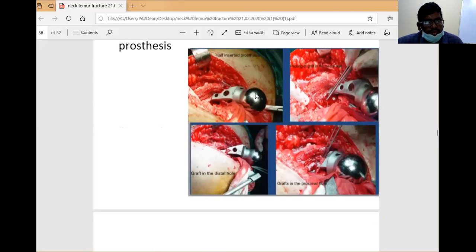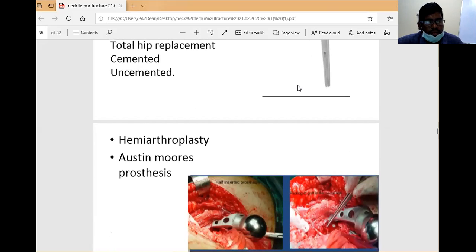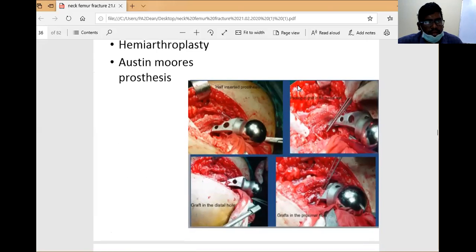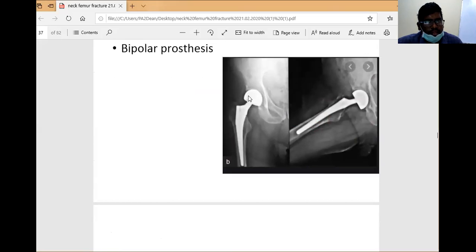This is Austin Moore's prosthesis. Here in Austin Moore's, the movement is between the head and acetabulum. Bipolar means movement is at the acetabulum-head interface and, in bipolar, there is a polyethylene cup and another articulation. So movement is at two places, so that the range of rotation and abduction may be higher. This is a bipolar prosthesis for fracture neck of femur.